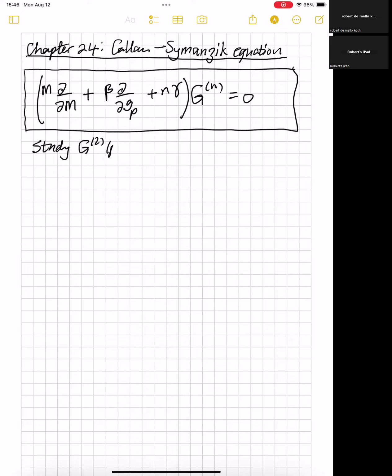G2 of P. So I'm going to start off just doing a few manipulations, just so that when I write down the solution to the Callan-Symanzik equation, you'll be able to verify it. Okay, so we're working in D equals 4 dimensions.